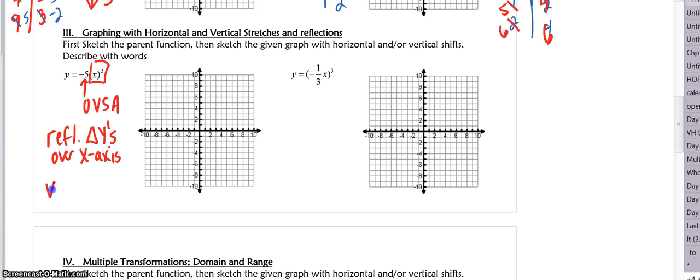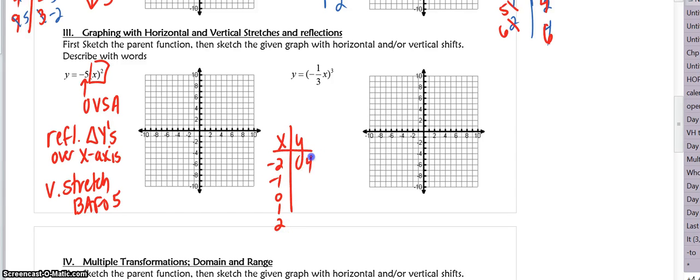And then the 5 out there is a vertical stretch, by a factor of 5. So I'm going to multiply my y's by 5. So if I put my original ordered pairs, remember they're -2, -1, 0, 1, 2, and 4, 1, 0, 1, 4. So I could take care of both of those transformations by just multiplying by a -5. So I'd have -20, -5, 0, -5, and -20. This one clearly is not going to fit on our graph, so you're going to have to change the scale of your graph or make a new graph.